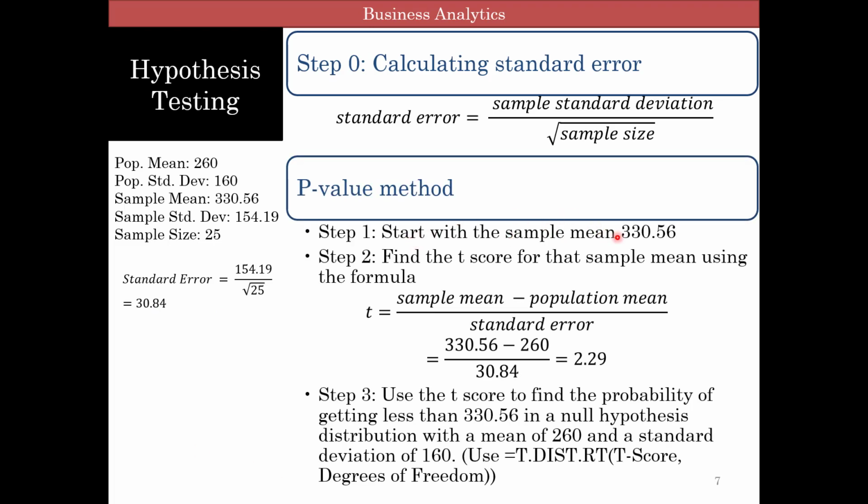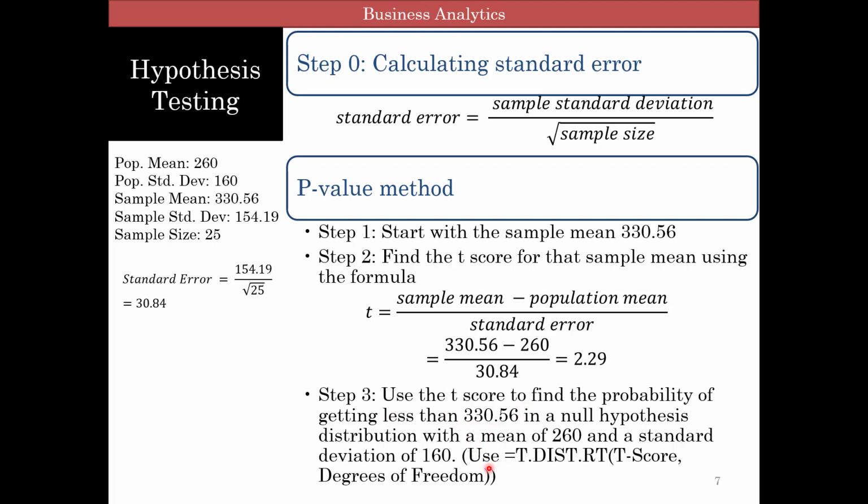Step 1, you start with sample mean, 330. Step 2, you find the t-score, which is your sample mean minus population mean divided by standard error. Do not forget, you're always dividing by standard error because the value is a sample mean. So the t-score is 2.29. And we can use this t-score to find the probability of getting less than 330.